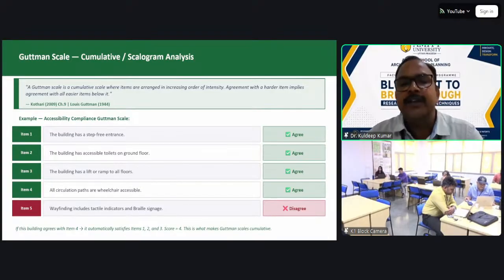We can take an example like a universal design compliance audit of maybe an educational institution. This is applicable, and it can also be applicable for, say, a fire safety checklist for a building. It can also be used in progressive accessibility grading of public transport infrastructure.